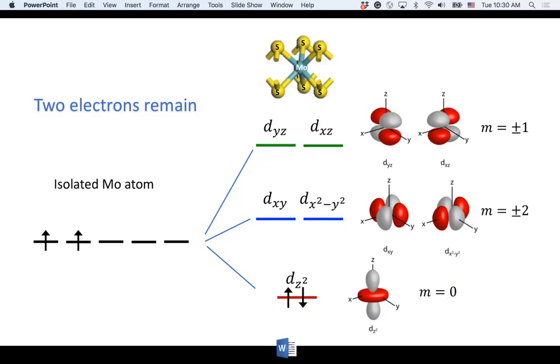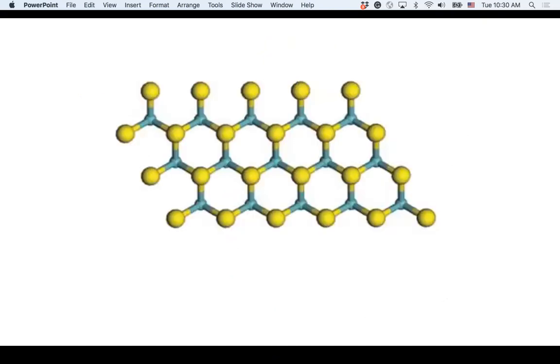Any questions? Okay, so let's move on. Now we need to consider the electron hopping. The electron hopping, because this electron does not just stay in the Mo atom and not move.